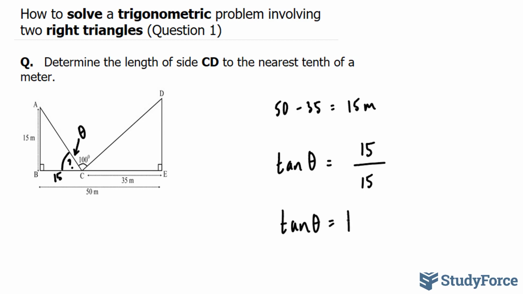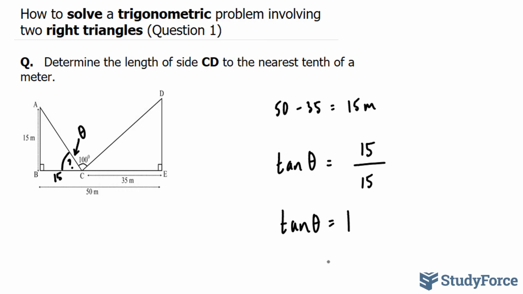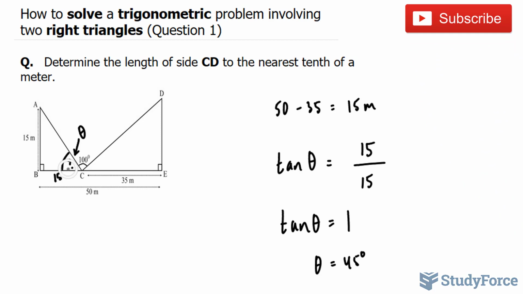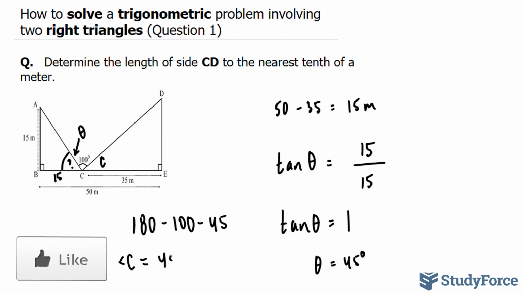And now we have to use inverse tangent to find the angle. Let's go ahead and do that. Shift tangent, which gives us tangent inverse of 1, which is equal to 45 degrees. So let's write that down. 45 degrees. So we just found the angle of theta, and we know the angle between the two right triangles is 100. To find this angle right here, which we'll call angle C, we'll take 180 minus 100 minus 45, and this gives us angle C at 45.